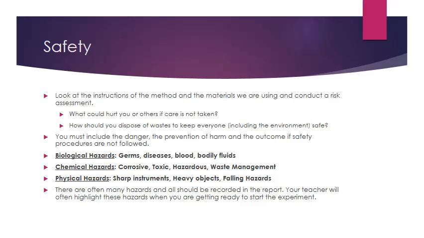And we might be talking about waste management. How do we actually get rid of this stuff when we're no longer using it? Physical hazards are how things could fall on you or poke you or jab you and make you hurt that way. So generally, sharp instruments, heavy objects, falling hazards are the main ones. Even broken glass is a physical hazard. There are often many hazards, and all of them should be recorded in the report. Your teacher will often highlight these hazards when you're ready to get started, so pay attention to what they're saying. If they say put on a lab coat, there's probably a good reason for that, and it should probably go in your safety.